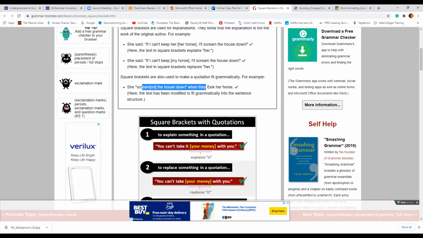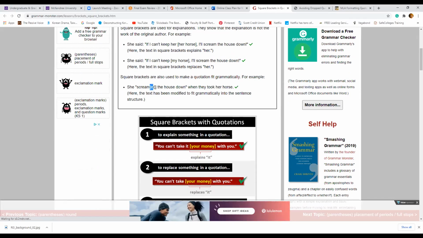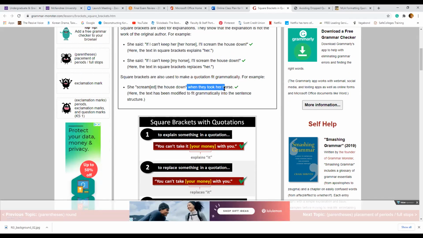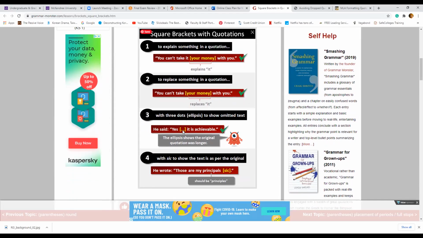Also, you want your signal phrase to flow smoothly into the quotation. You don't want it to sound spliced together and not quite match up. So you can change the grammar of something to match. So here they're showing they changed the original, which was scream, and they added the ed ending so it would flow. She screamed the house down. Because you wouldn't say she scream the house down. Okay, that wouldn't be grammatically correct with your signal phrase. When they took her horse. Okay, so it's been modified to fit grammatically into the sentence. So anytime you see square brackets, this means the authors added something to the quote for some reason. Okay, they also have some examples of ellipses.